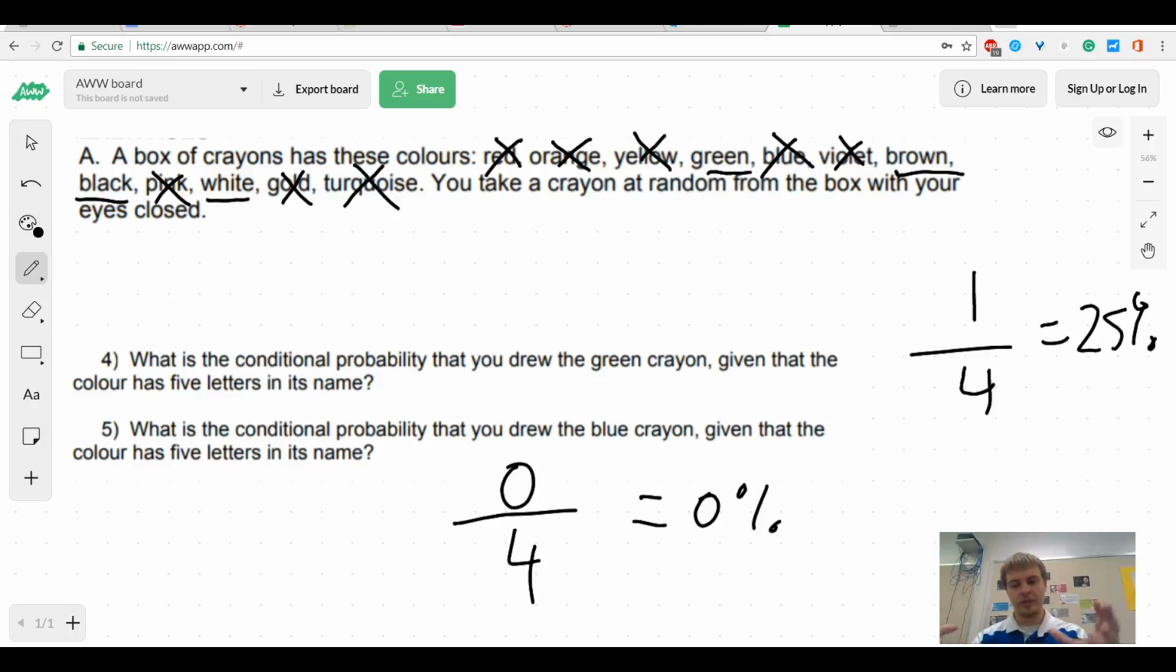We know something, so it reduces that set, so our total gets reduced. And then we look at how many times that happens. So even though we have a chance of grabbing a blue crayon out of the box, if we know that crayon has 5 letters, well then we lost that chance, so it's not in our set anymore. Let's try a couple more examples of this.